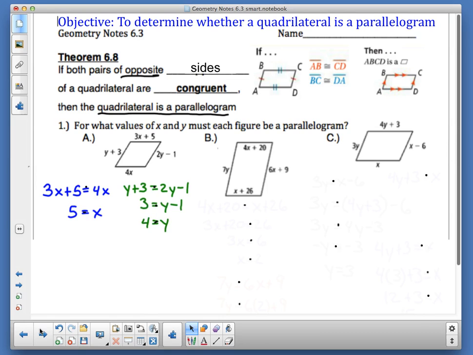Are we doing okay? Now, as we go on, I've got 4x plus 20 and x plus 26, and 7y and 6x plus 9. The 7y and 6x plus 9 requires me to have a value of x in order to find y. Since I have the relationship 4x plus 20 and x plus 26, and remember, opposite sides are congruent, I'm going to set that one up first and find x.